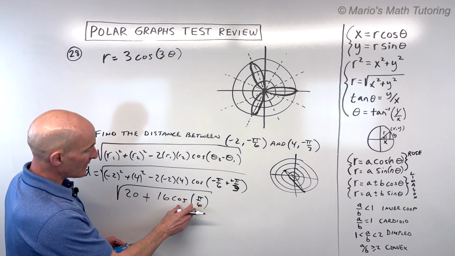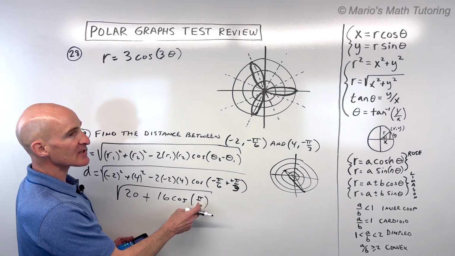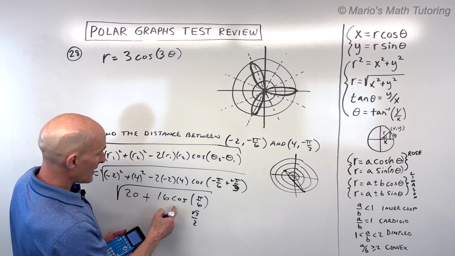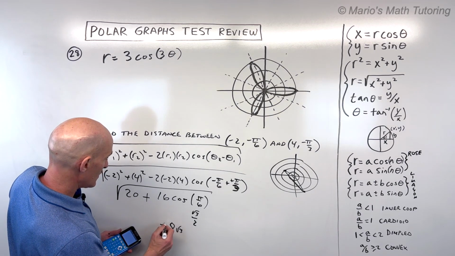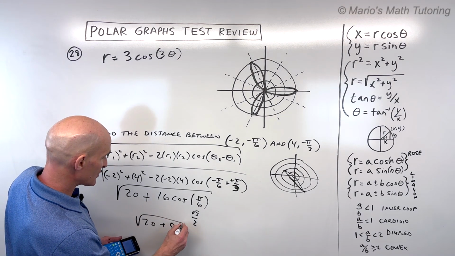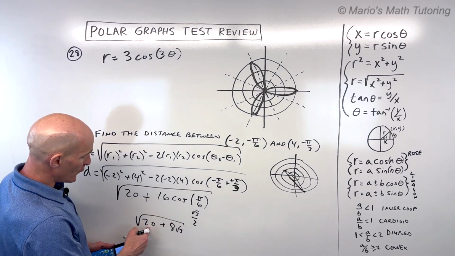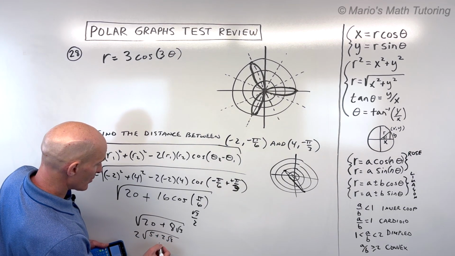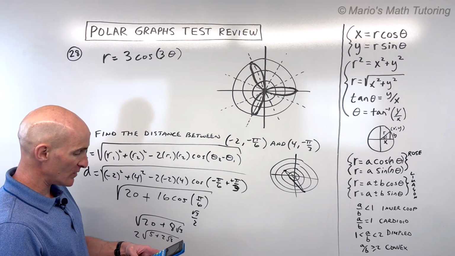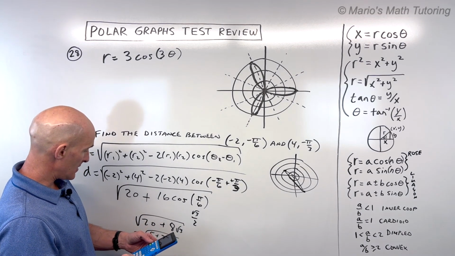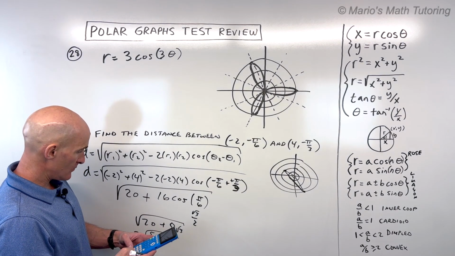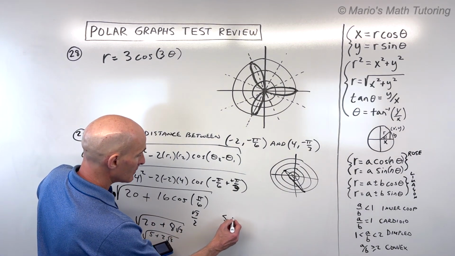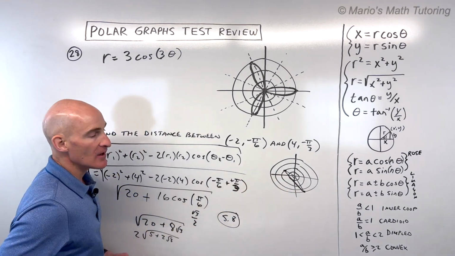Now we can do this on the calculator. You can also do it by hand. So cosine of pi over 6, that's 30 degrees. That's going to be square root 3 over 2 times 16. So that's going to come out to 8 root 3 plus 20, and you could take the square root like that. You could even factor out a 4 if you wanted. This would be 2 times the square root of 5 plus 2 square root of 3. Or you could do it on the calculator. So this would be the square root of 20 plus 8 square root of 3, about 5.8. That is the distance.